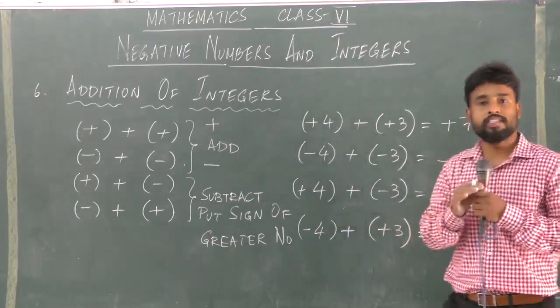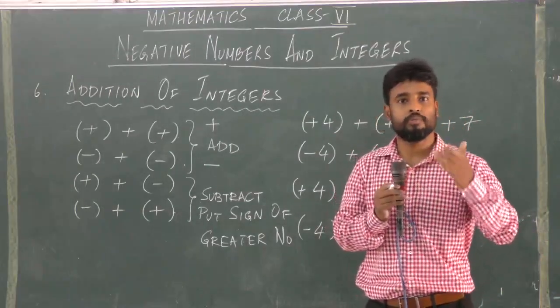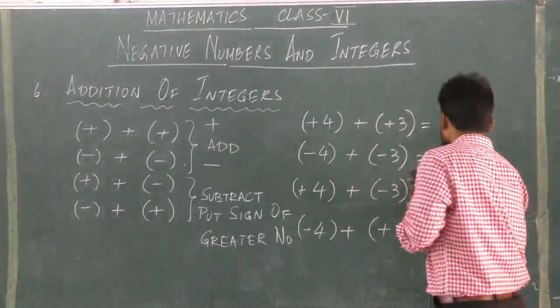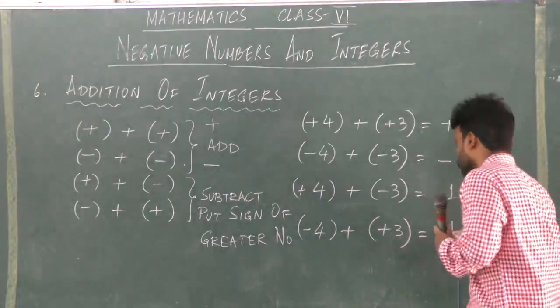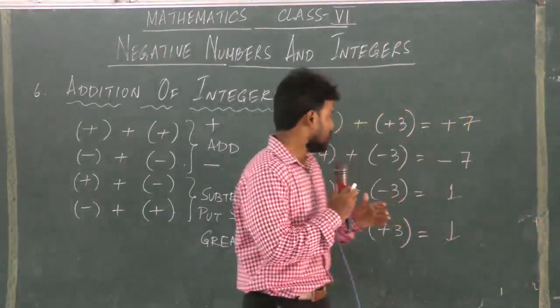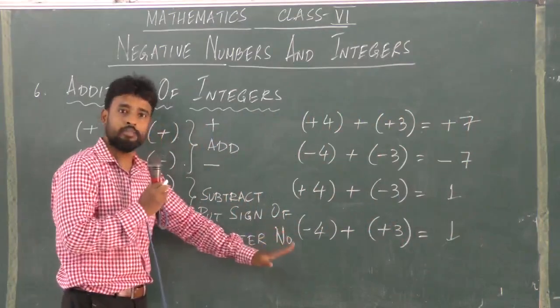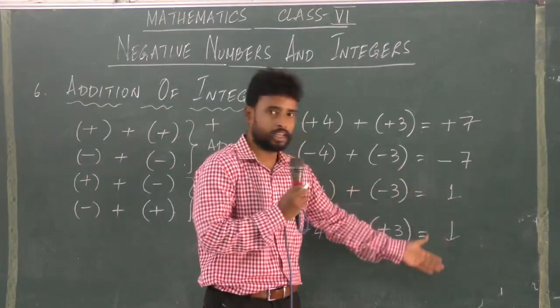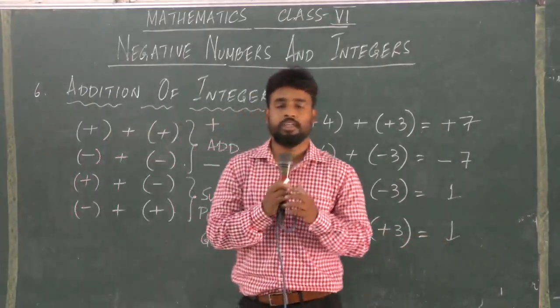So first what we do is, in this case we will subtract. We'll always subtract the smaller number from the greater number. So if we subtract 3 from 4, we'll get 1. Similarly here also we'll get 1. Now check here, it's written: put the sign of the greater number. So we have subtracted first, we have found the difference, we have written the answer here, but then what we'll do is we'll put the sign of the greater number.